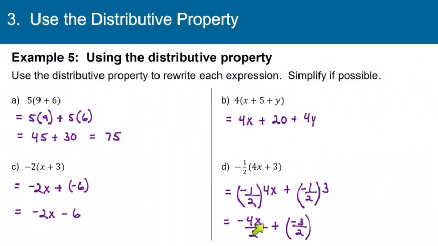Okay, now let's simplify this even further. We know that 4 divided by 2 reduces to just 2. 4 divided by 2 is 2. So that will give us negative 2x for this first term. And then here we have plus negative 3/2, and we know that an easier way to write plus a negative number is just to say minus that number. So now we'll say minus 3/2. And this is all we can do to this expression.